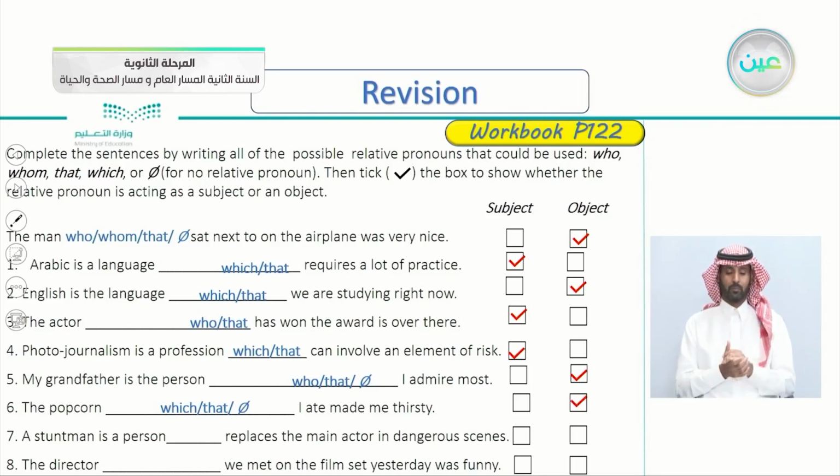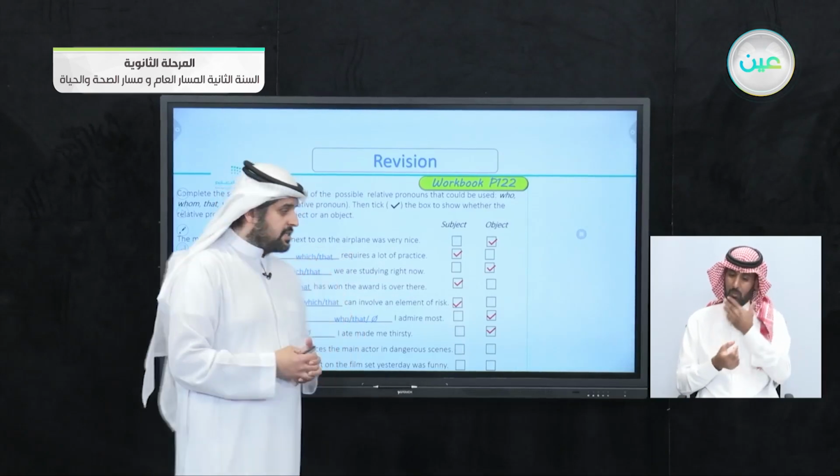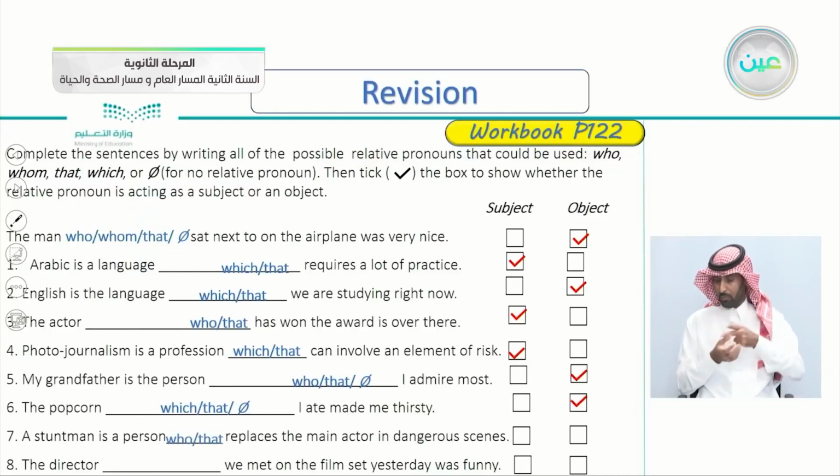Number 7, a stuntman is a person who replaces the main actor in dangerous scenes. So we know the stuntman, the person who takes the place of the actor who looks like him in dangerous scenes. So, yes, who or that replaces the main actor.